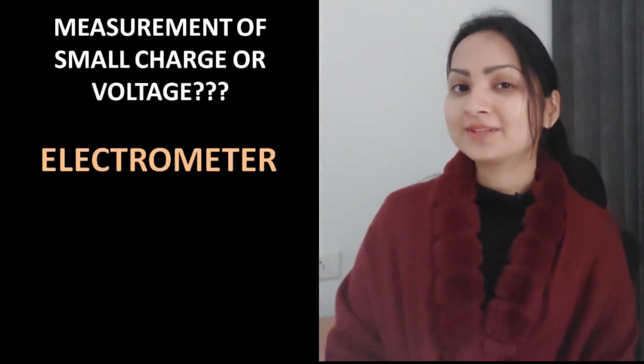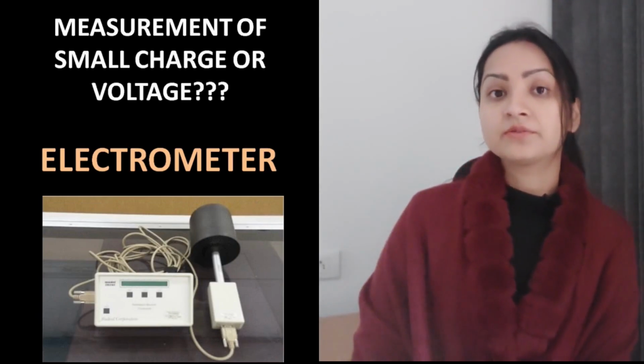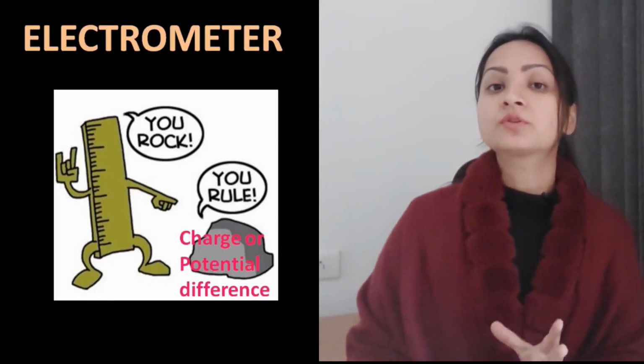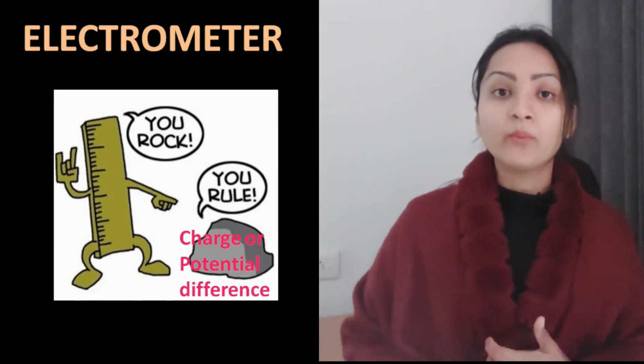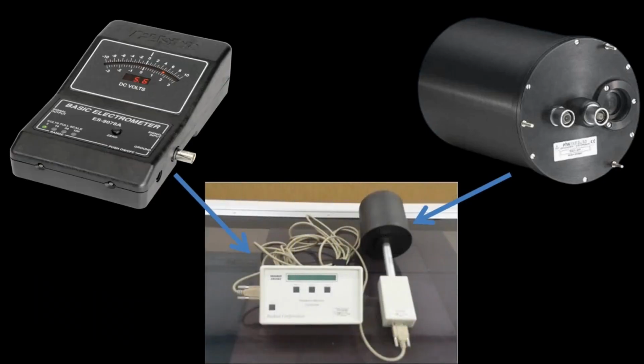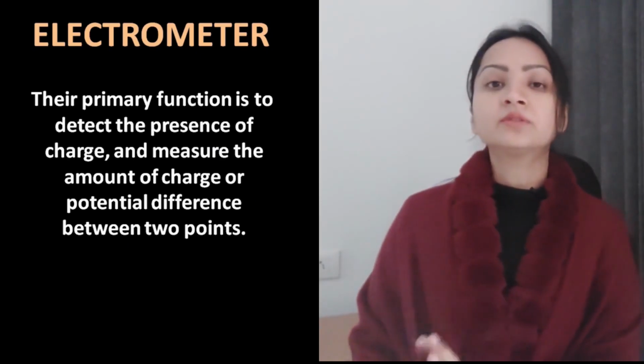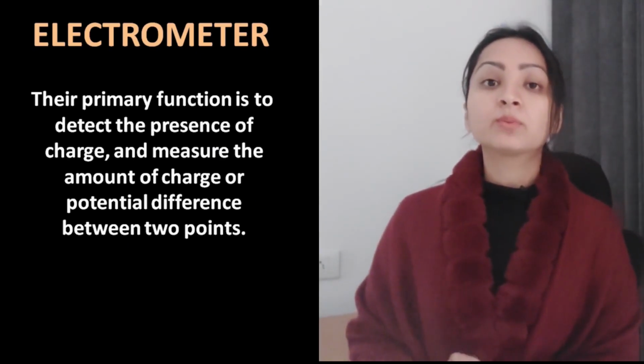We have electrometers. Electrometers are highly sensitive devices or instruments which are used to measure small electric charge or voltage. So in this picture you have an ionization chamber and an electrometer, and this is how they look together. Their basic function is to detect the presence of charge, to measure the amount of this charge and the potential difference between 2 points.